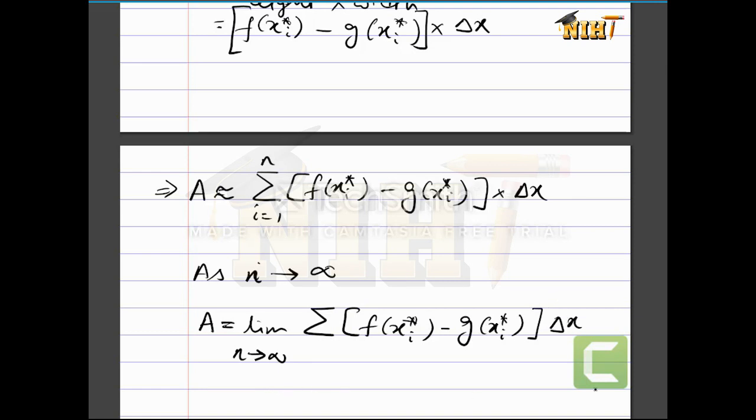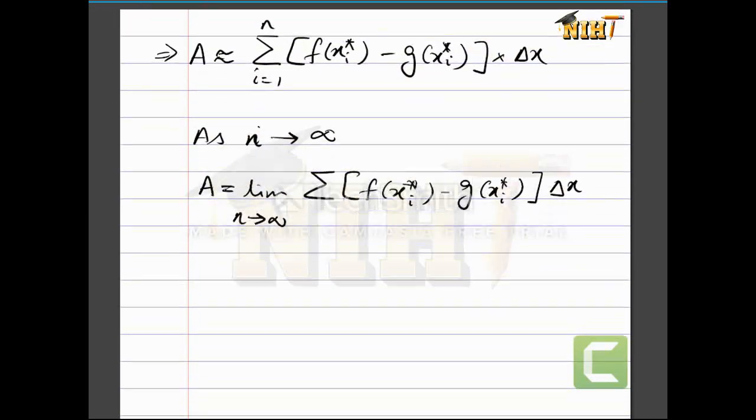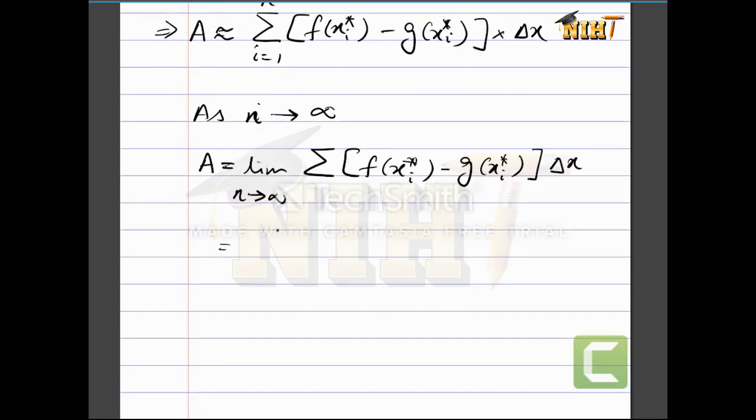Which is equal to, which is the general equation for finding the area between two graphs with respect to the x-axis.